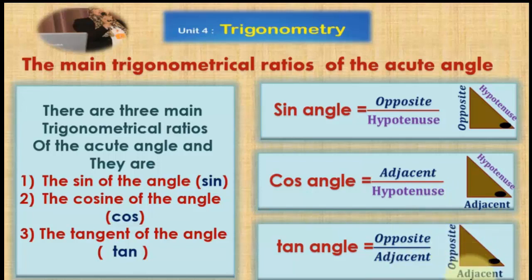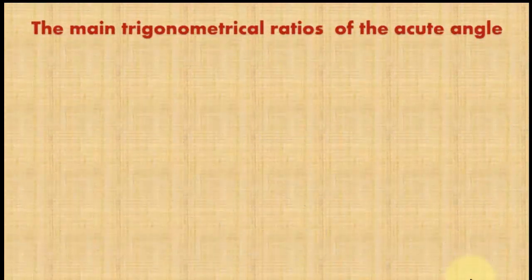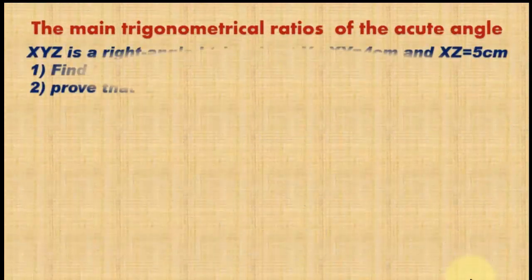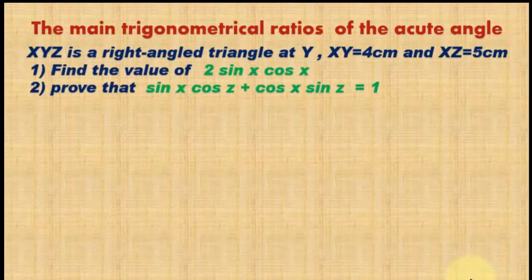So let's start with the first question. XYZ is a right angle triangle at Y. XY equals 4 cm and XZ equals 5 cm. Find the value of 2 sine x cosine x.